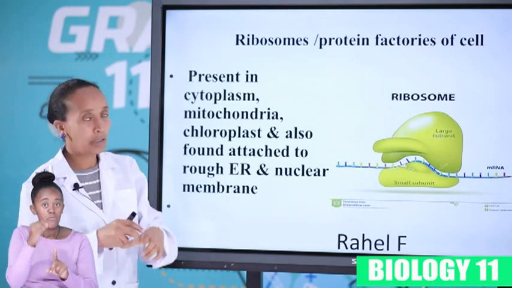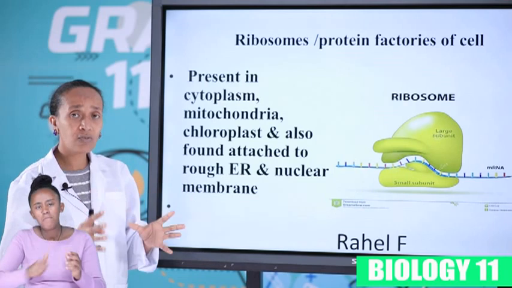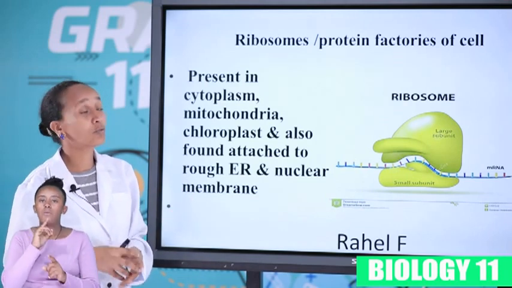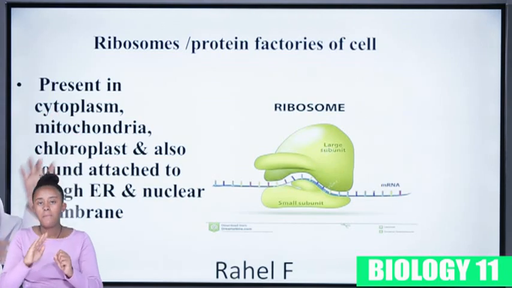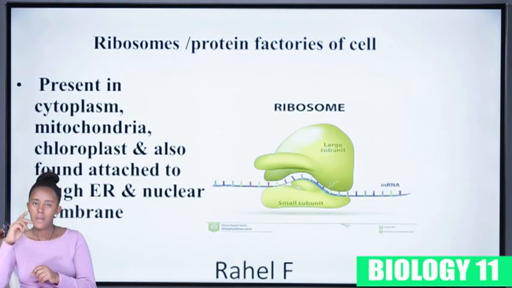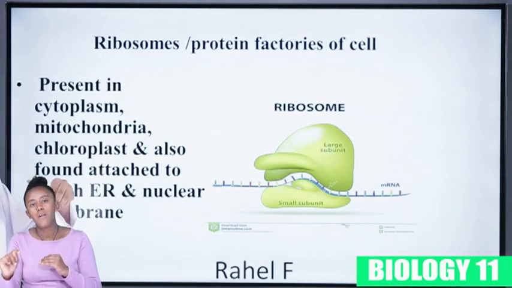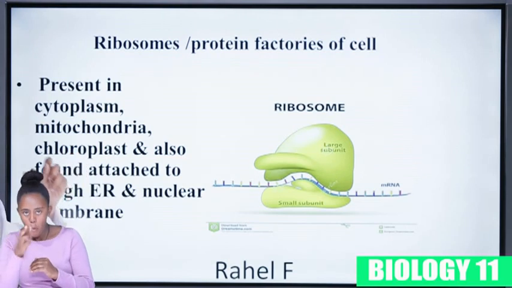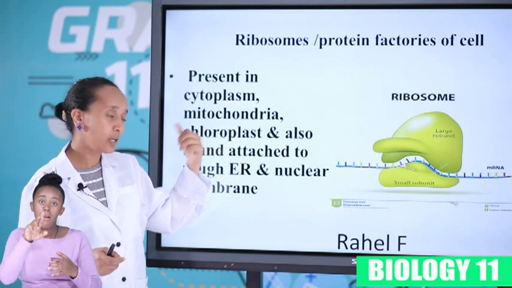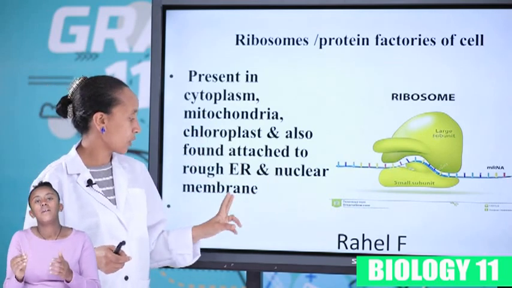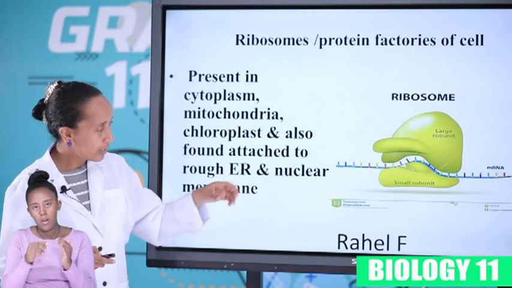If you look in every type of cell, ribosomes can be found in different parts of the cell, but generally they can be found in the cytoplasm, or inside the mitochondria, or in chloroplast, or attached on rough endoplasmic reticulum, as I have said earlier. They are also attached on the nuclear membrane.